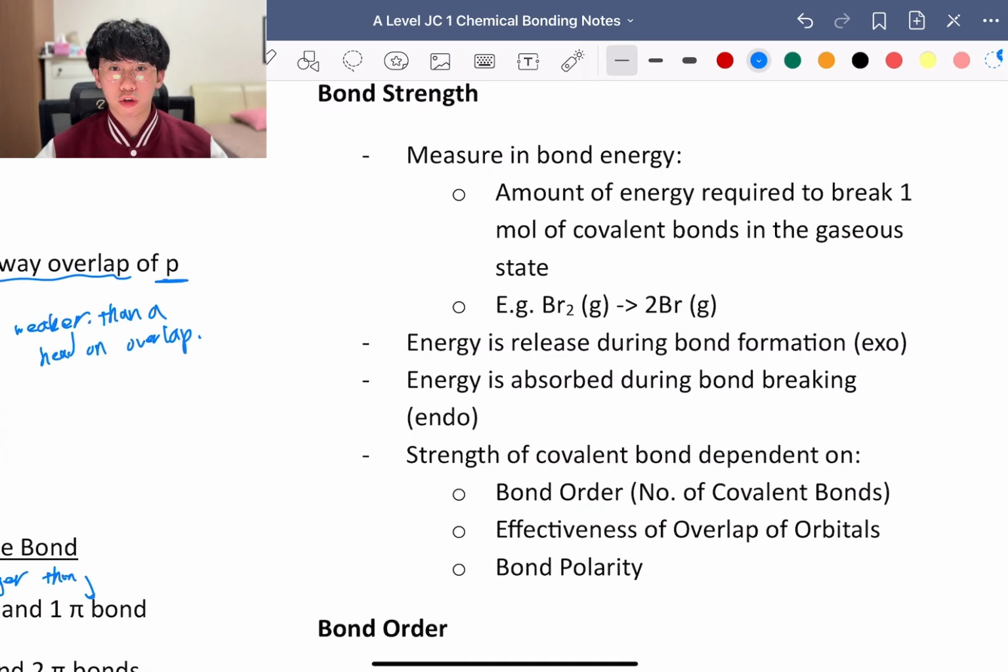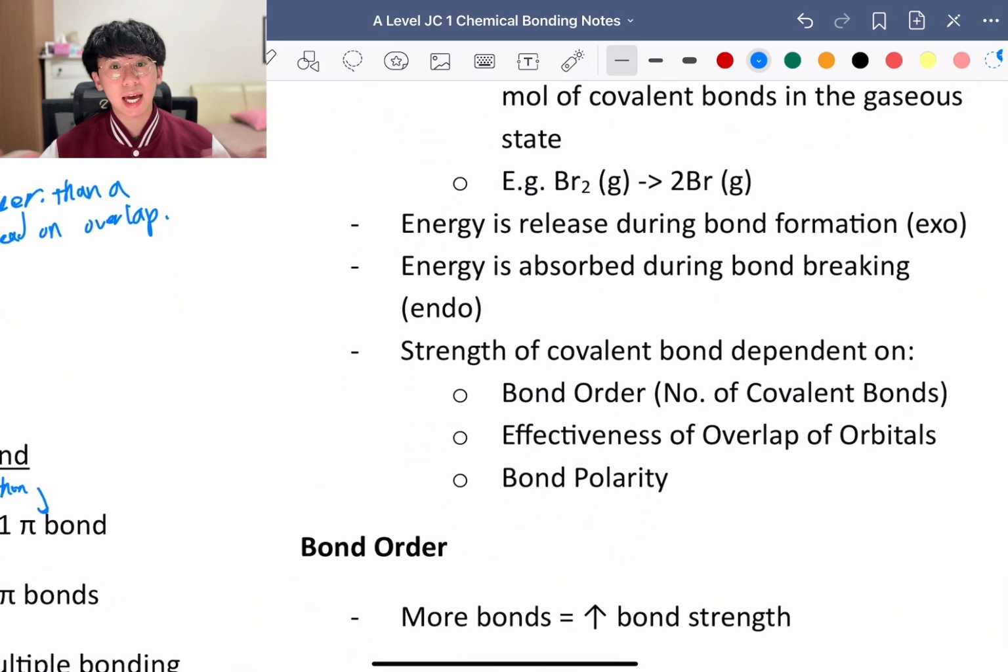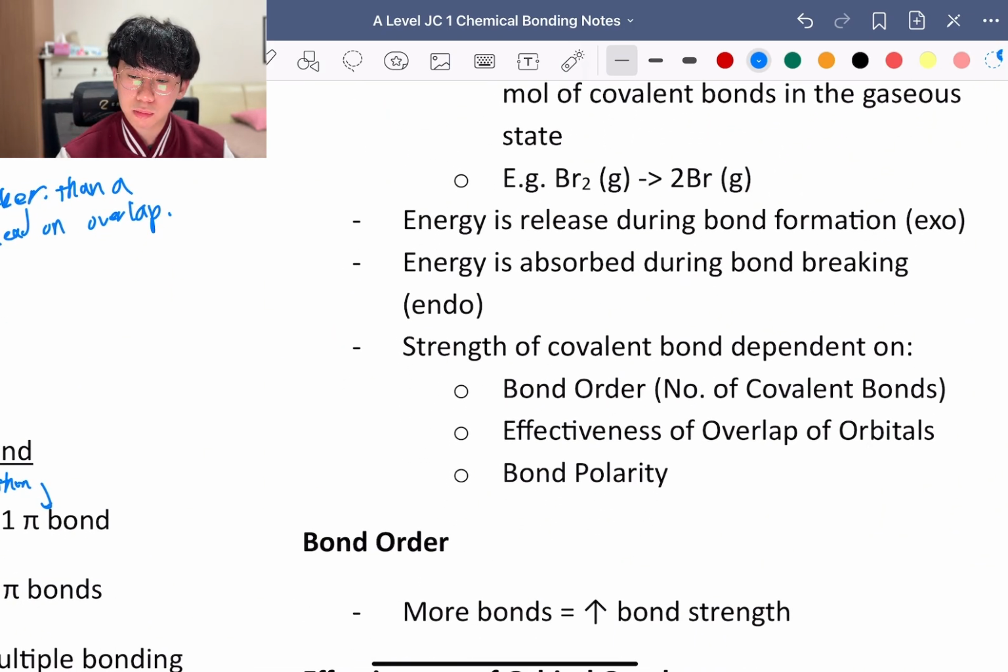Now we move on to bond strength. So bond strength is measured by the bond energy. And bond energy is, yes, you have to memorize this definition, the amount of energy required to break 1 mole of covalent bonds in the gaseous state. An example is when we have bromine gas, so there would be this Br–Br bond over here, and I'm just breaking it. And specifically, it needs to be in the gaseous state.